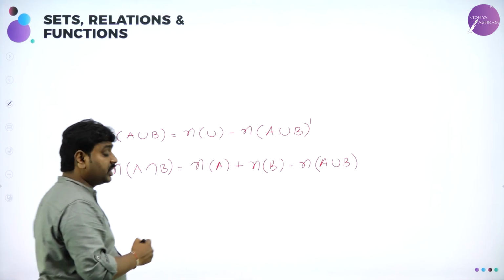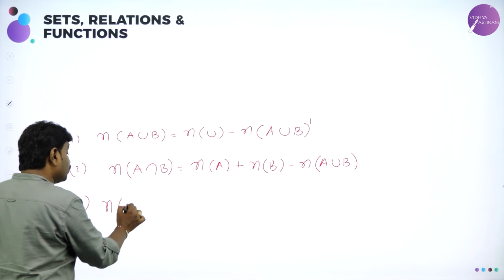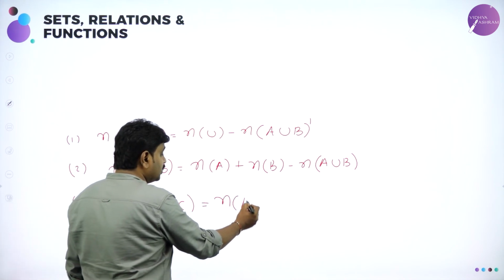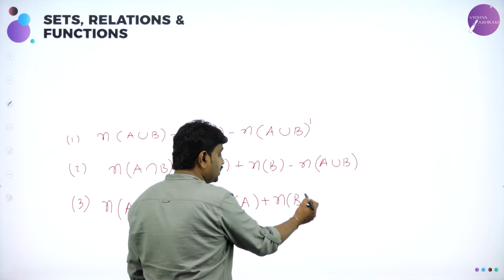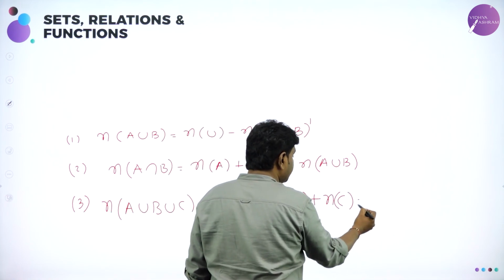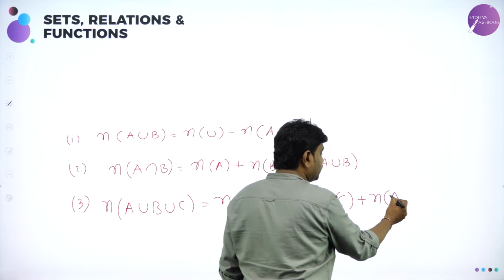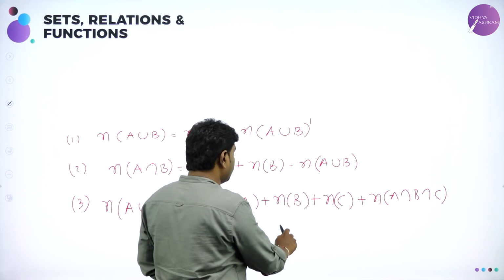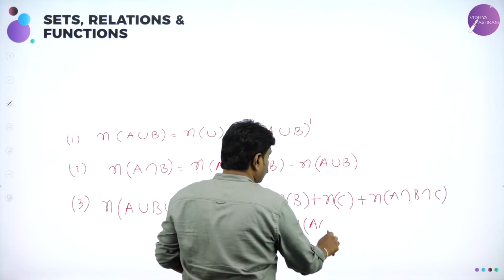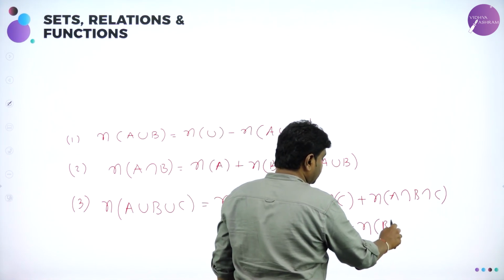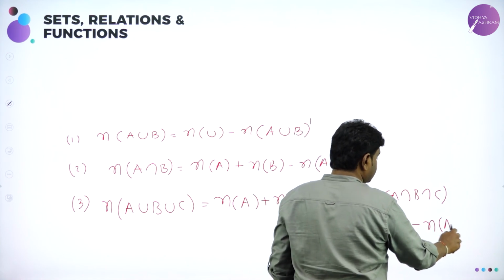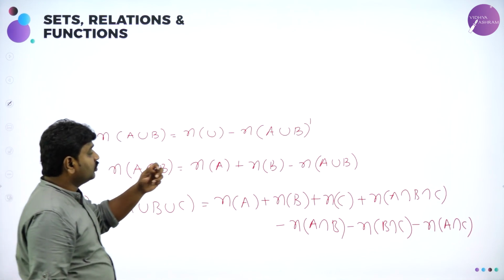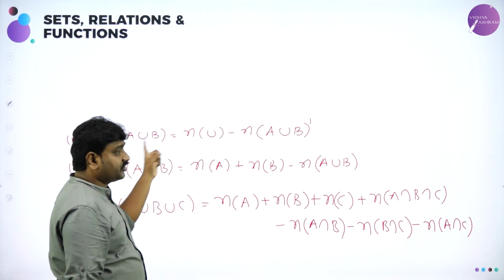And the third important relation we use today is N of 3 elements union. N of A union B union C is N of A plus N of B plus N of C plus all 3, A intersection B intersection C, add all 3. Then remove 2 common elements: minus N of A intersection B, minus N of B intersection C, minus N of A intersection C. So these are the 3 formulae. If you are thorough with them, you can solve. Sometimes if they don't give it, then N of U acts as N of A union B.